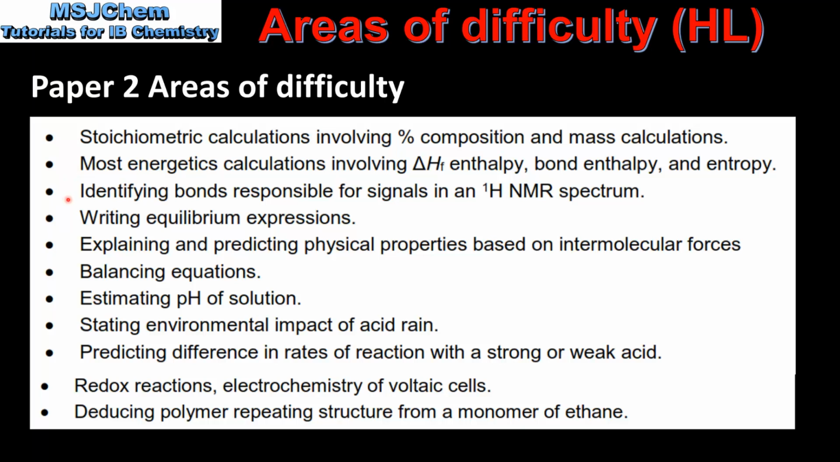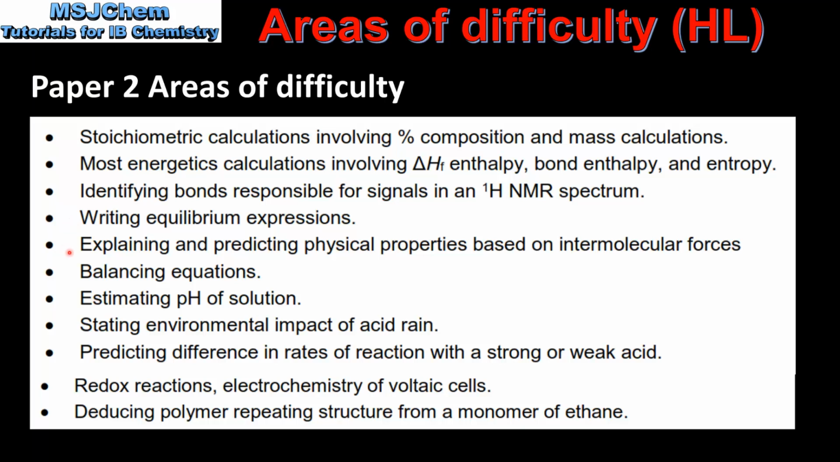Next, we have identifying bonds responsible for signals in a H1NMR spectrum. This topic is one of the most difficult concepts in topic 11 and 21. Next, we have writing equilibrium expressions. They take the form of Kc with the products in the numerator and the reactants in the denominator. Don't forget to raise the concentrations of the reactants or products to the power of the coefficient.